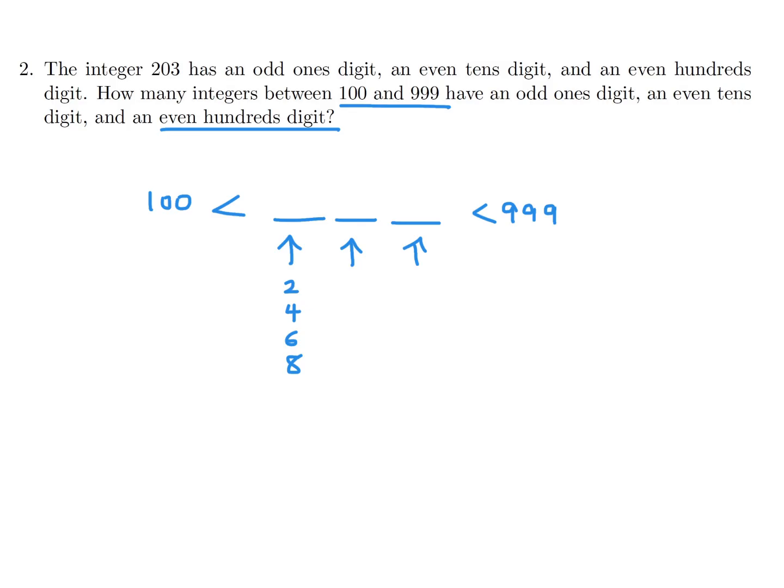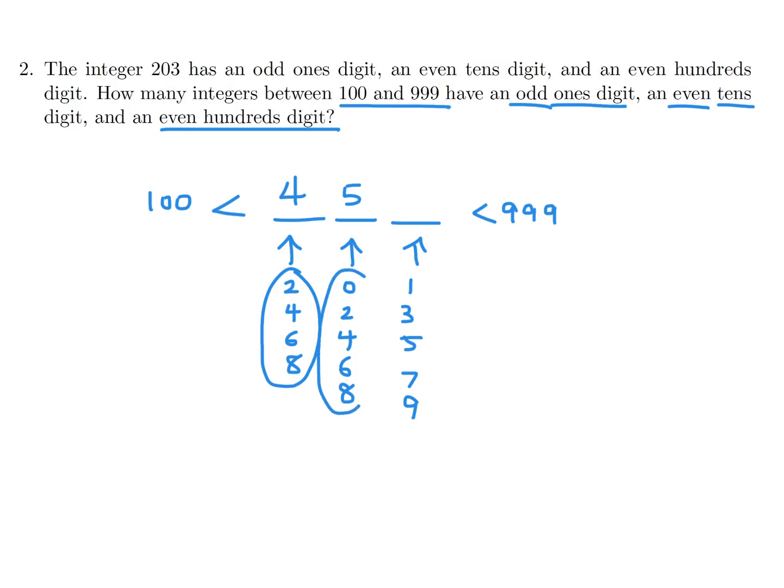The second digit, they're calling a tens digit, and that's got to be even also. But this can be a 0. So it can be 0, 2, 4, 6, or 8. And then the last digit is the ones digit, and that they're saying is odd. So that's going to be 1, 3, 5, 7, or 9. So 4 choices here, 5 choices here, and 5 choices here. So the total would be 4 times 5 times 5, and that is 100.